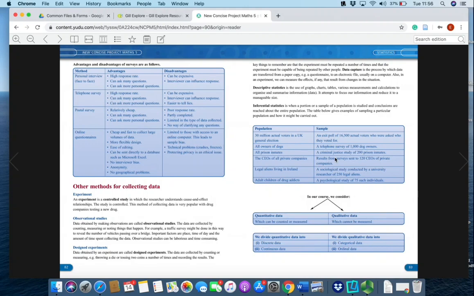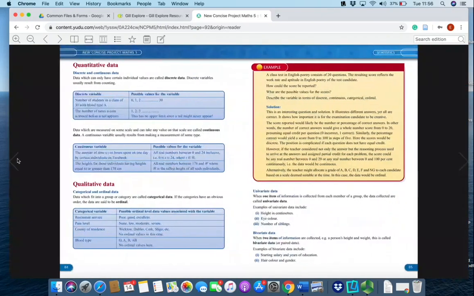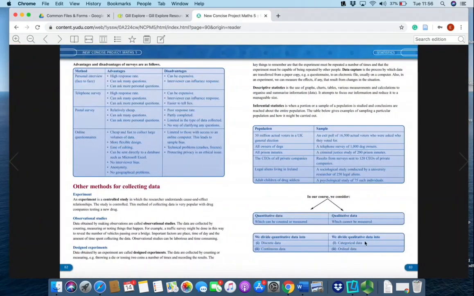Okay, now this is where it starts to get very important with words. There are two types of data that can be gathered: quantitative data and qualitative data. Quantitative data is also called numerical data. Qualitative data is also called categorical data. It doesn't matter which name you use, both are equally used throughout. It just depends on what book you're looking at, but you have to know the difference between them.